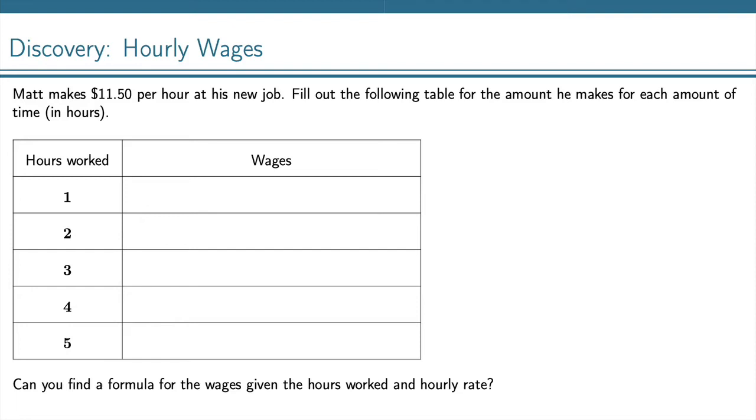Matt makes $11.50 per hour at his new job. We want to fill in this table to figure out how much he makes for each of these different amounts of time that he works. So we'll just start with the 1 hour.